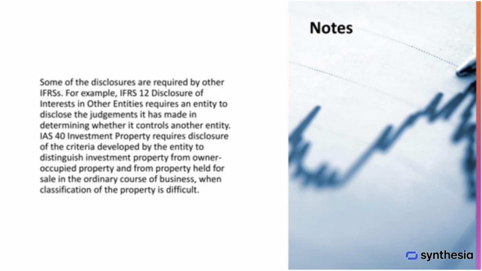Some of the disclosures are required by other IFRSs. For example, IFRS 12, Disclosure of Interests in Other Entities, requires an entity to disclose the judgments it has made in determining whether it controls another entity. IAS 40, Investment Property, requires disclosure of the criteria developed by the entity to distinguish investment property from owner-occupied property and from property held for sale in the ordinary course of business when classification of the property is difficult.